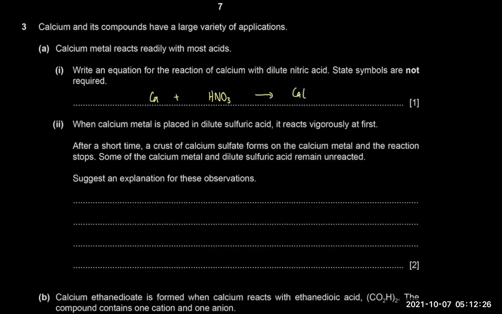So we're going to form calcium nitrate and hydrogen gas, right? So what we need is we're going to need two of these because we have two hydrogens and two nitrates over here. And that's your balanced equation. Okay. We're not decomposing calcium nitrate here, though. We're actually just reacting an acid and calcium. We're not heating nitrate.